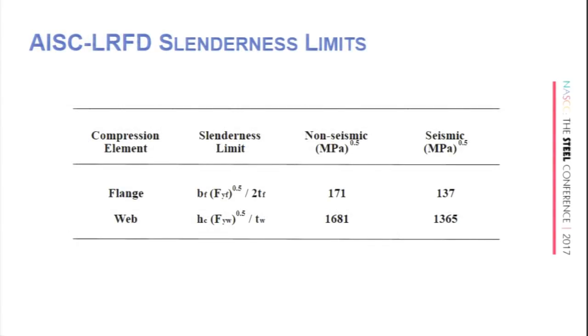Again, our slenderness limits, if we look at back in the day, and this is done in megapascal square root, right? Because how many people remember 65 over the square root of Fy? Okay, let's see the more experienced people. 65 over the square root of Fy, that's what this value is. But that 65 contains the modulus of elasticity embedded in it.